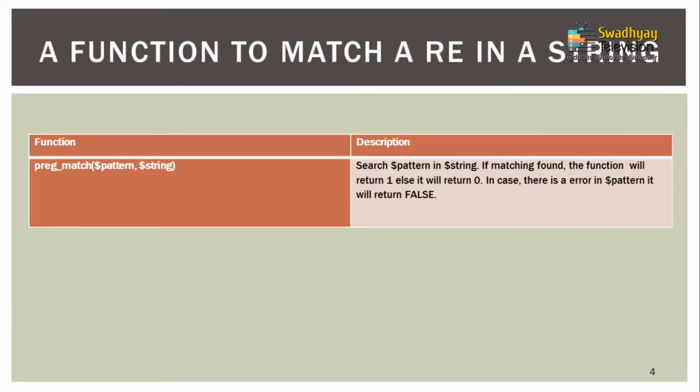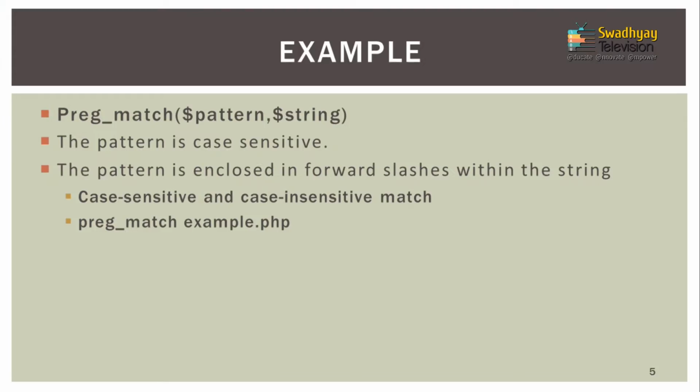Now to match a string there is a function called preg_match, and it takes two arguments. One is the pattern, the other is the string. The pattern that you provide as the first parameter will be matched within the string. If it matches, it will return 1, otherwise it will return 0. If there is an error in the pattern, it will return false. So this is the example or syntax.